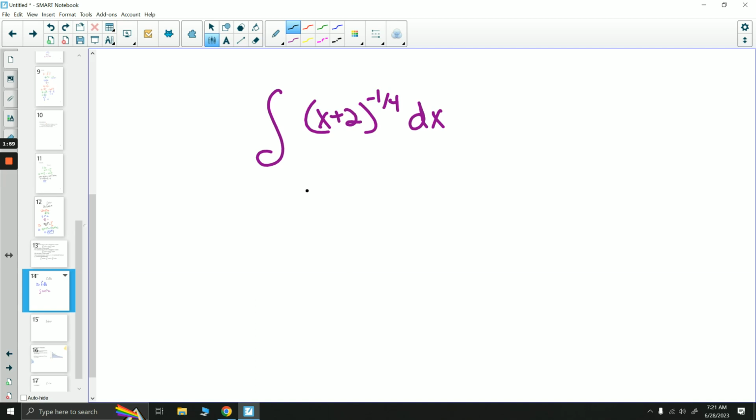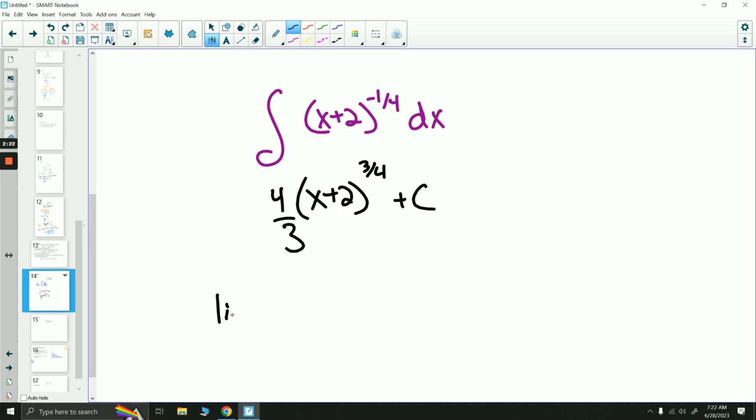We're going to integrate this. This is going to be (x plus 2) to the, we're adding 1, so that's going to be to the 3/4. And we're going to divide by 3/4 or multiply by 4/3. And then we divide by the derivative of the inside here. The derivative of the inside is just 1, so we don't need to worry about it. Okay, so this is our indefinite integral.